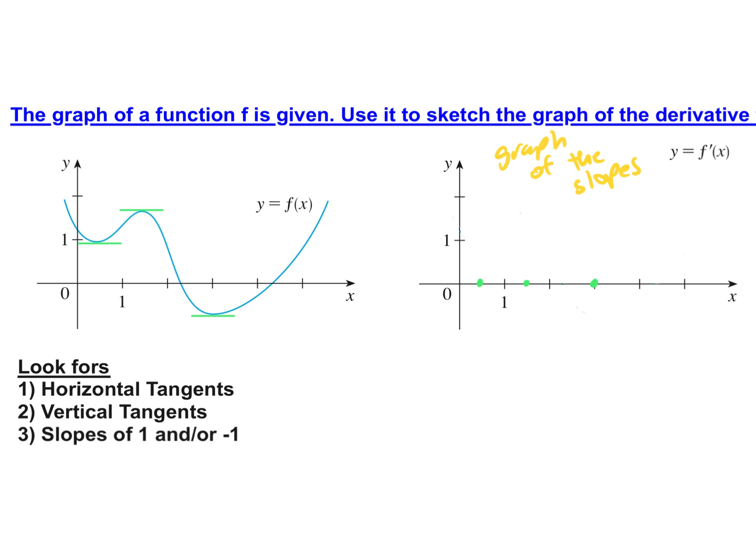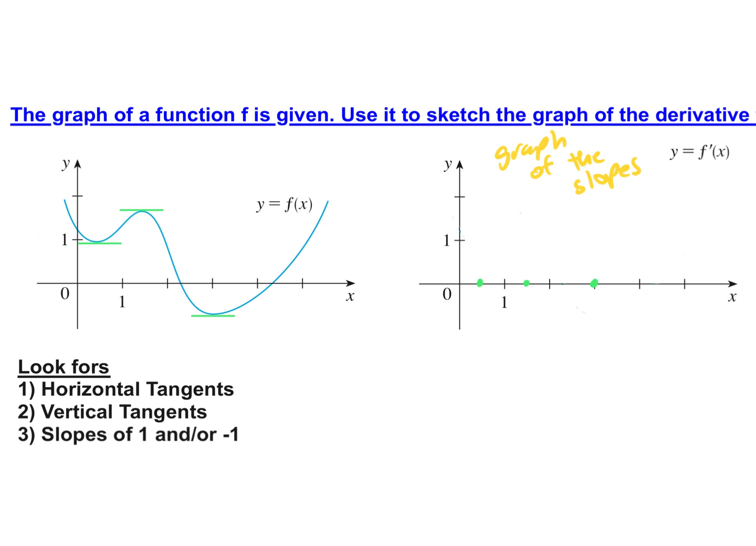Now, I don't see any vertical tangents necessarily. If this thing went further, then we might have one over here. If this thing went further up, we might have one over here. But for now, I don't see that.